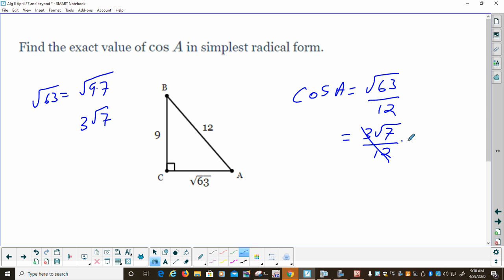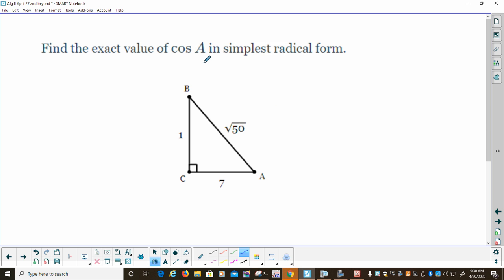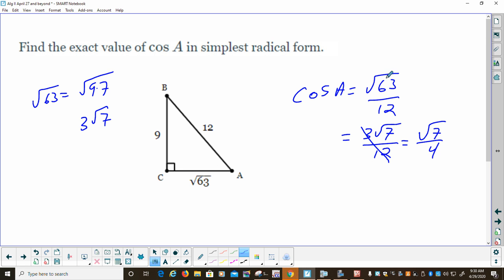12 and the 3 reduce. They'll give you square root of 7 over 4. So that would be your final answer. Exact value for the cosine of A. Okay. So the previous problem was a cosine of A, and we ended up with a radical on top. And that's all we had to do was reduce the radical and reduce the fraction.